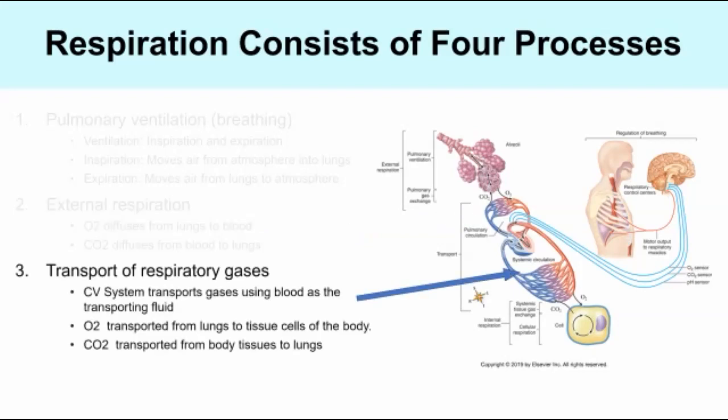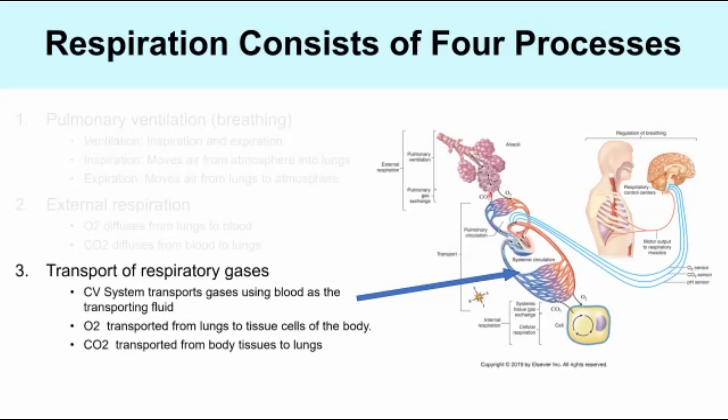The third process that we need to remember is the transport of those respiratory gases. Our cardiovascular system is what transports those gases, using blood as the transporting medium, where oxygen is transported from the lungs to the tissue cells, and CO2 goes in the opposite direction, from the tissue cells back into the right side of the heart, ultimately going to the lungs.